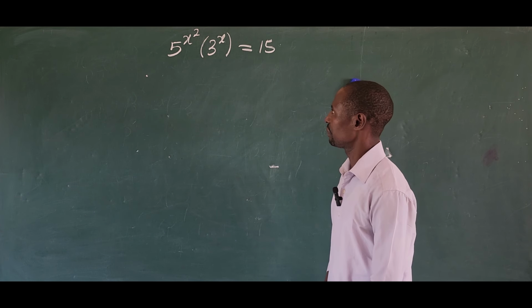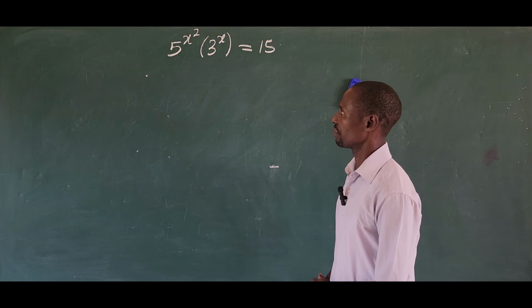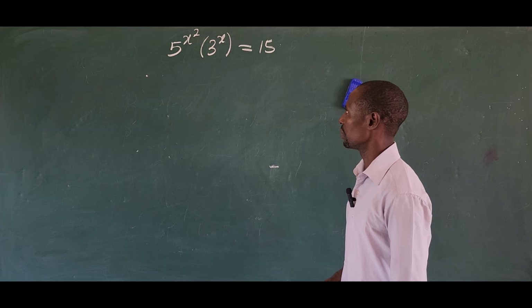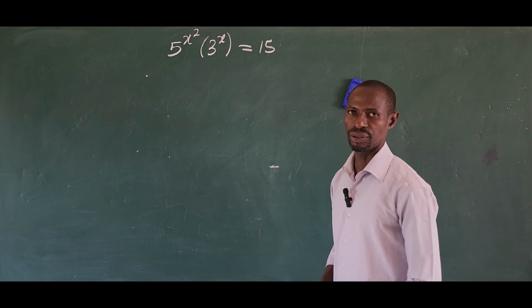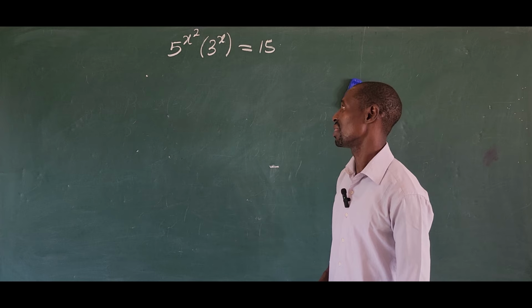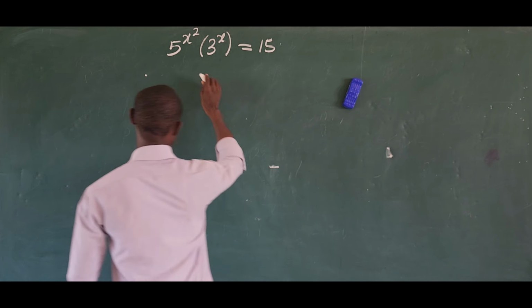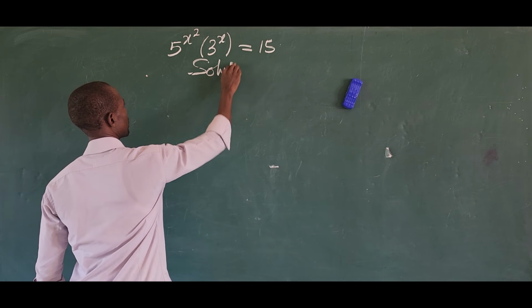We have (5^x)^2 times 3^x equal to 15. Here we are asked to look for the value of x that will satisfy this equation. Okay, so let's take our solution here first. So, have a solution.